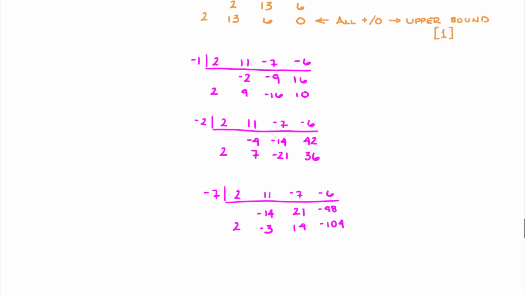Okay, so here we notice positive, negative, positive, negative. We have alternating signs. Because we have alternating signs or zeros on this one, we have found our lower bound for our zeros of the function. And this gives us a lower bound of negative 7. So now we know that the bounds on the zeros for this particular function lie somewhere between negative 7 and positive 1.